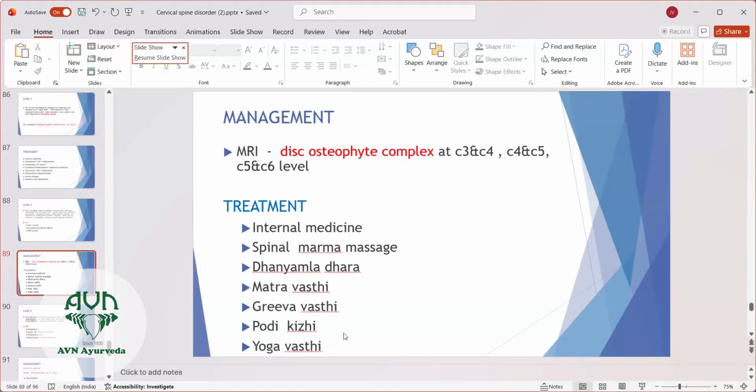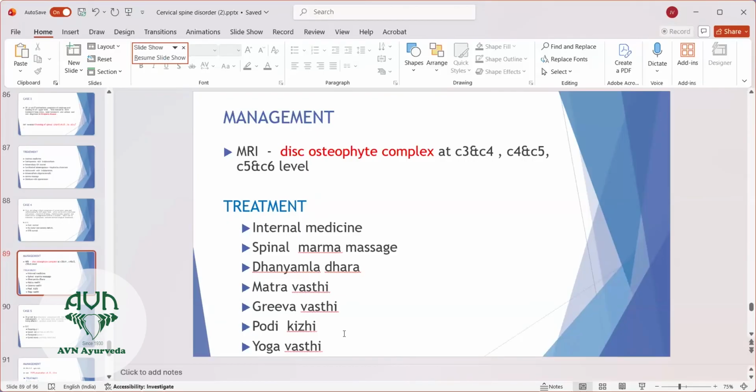Disc osteophyte complex means the herniation of the intervertebral disc along with the osteophytes at that level. Because if the disc degenerates, that will affect the stability of the spine. And in order to compensate for the instability, new bone formations will form in and around the vertebrae. Along with that, the disc herniation will add to the symptoms. So this condition is called disc osteophyte complex. Cervical disc disease is also there.